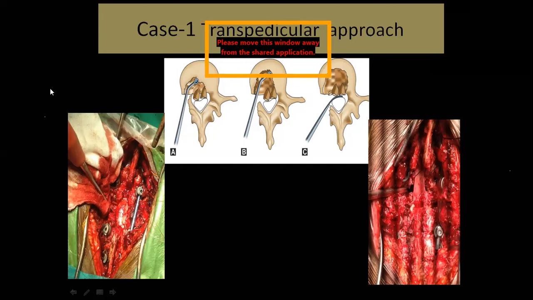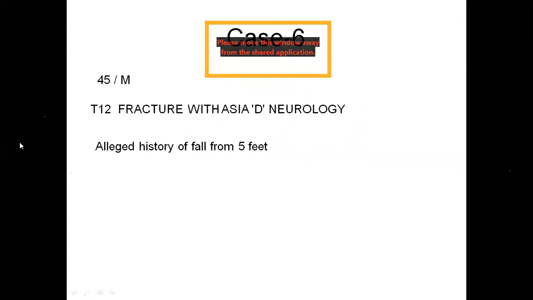I'll just show some two or three examples of how I have made the scoring. So, a 43-year-old male with a T12 fracture, ASIA D neurology. The neurology is incomplete neurology. What is the score of incomplete neurology? It's 3. Complete neurology is 2. Incomplete neurology is 3. So neurology is 3.